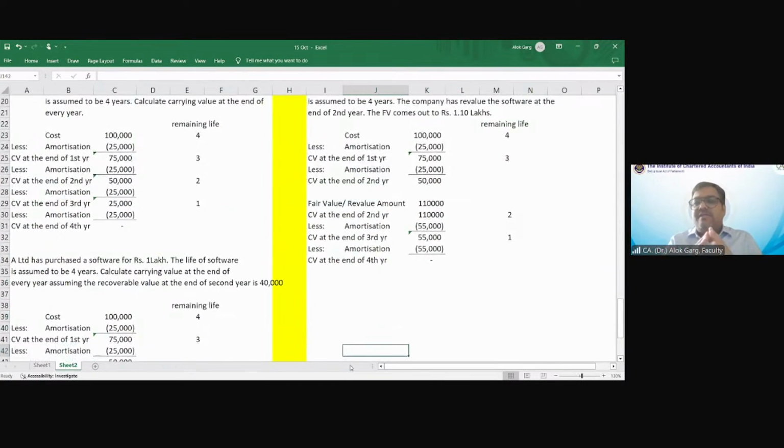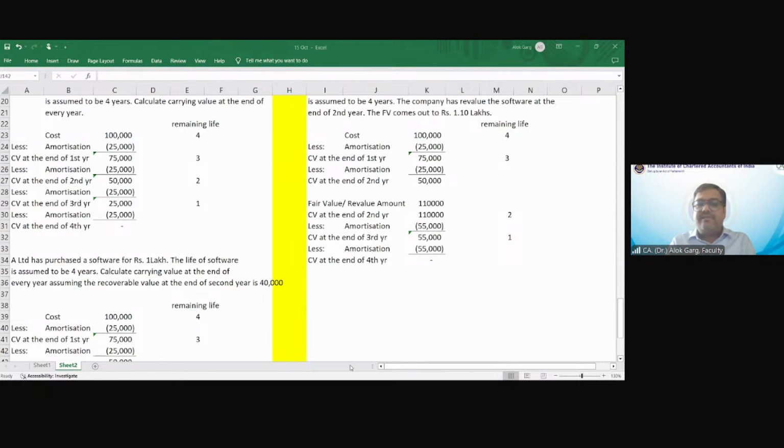I believe this part is clear to all of you. Let me know if you have any question, if you have any challenge. This is 100% complete revision of Ind AS 16 PPE. Sir, at the end of second year, balance 60,000 will go to revaluation reserve. Yes, it will go to revaluation reserve.